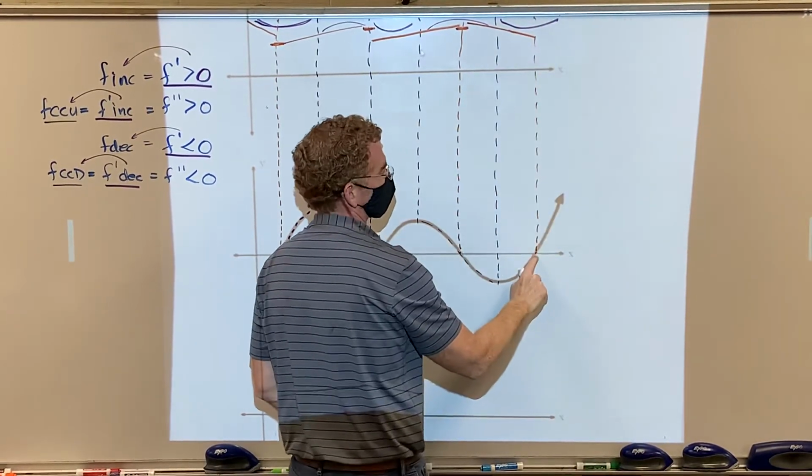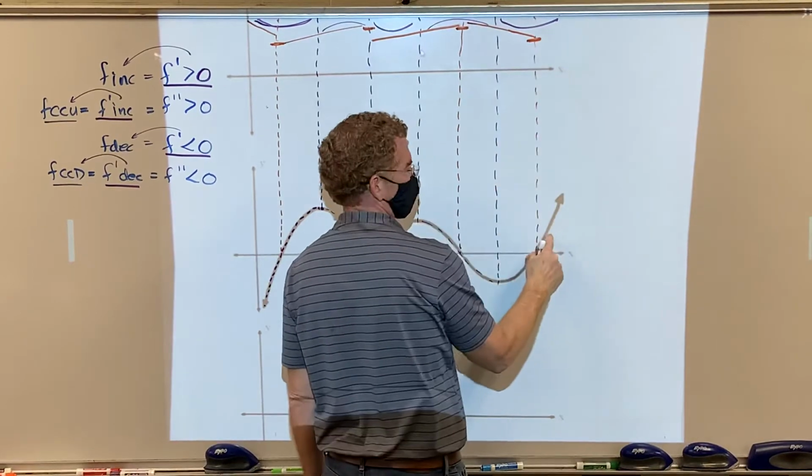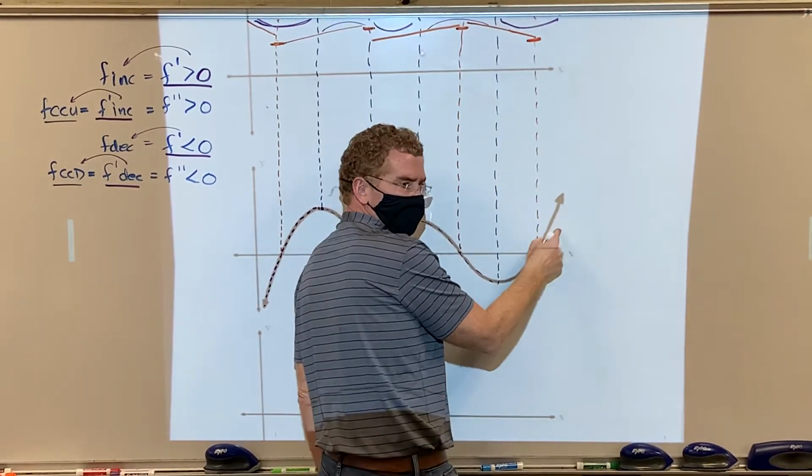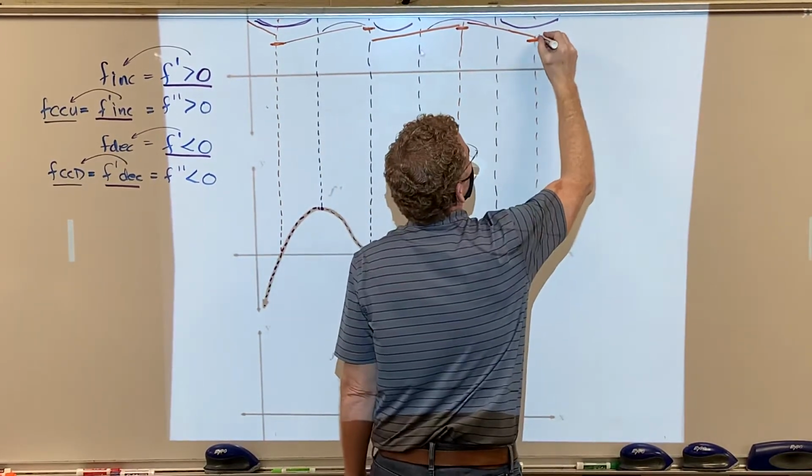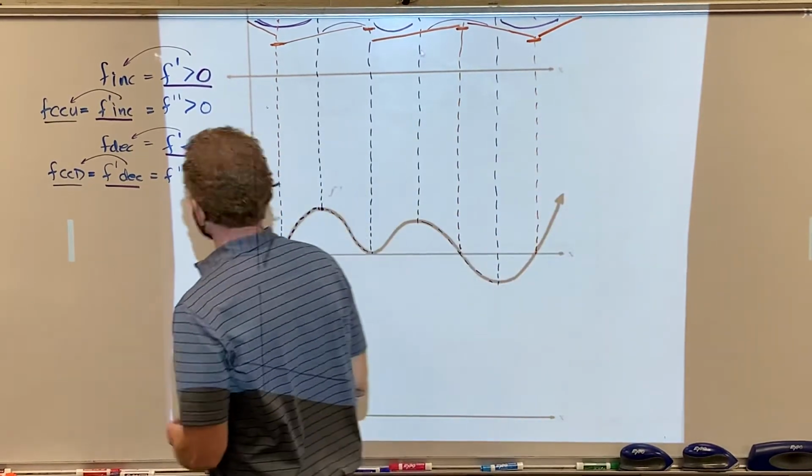And then again, it's 0. And then the slope, the derivative, is positive here, so the slopes are positive up here, that'd be increasing.